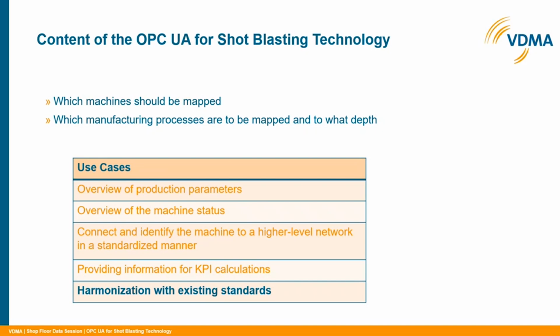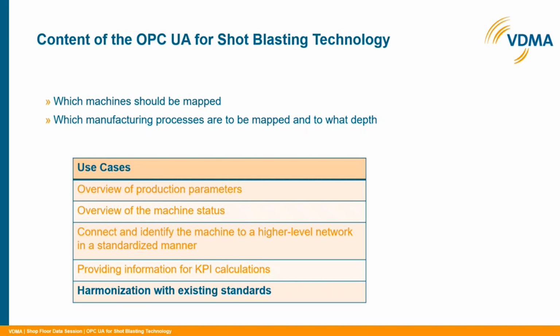Another use case that we are fulfilling in this companion specification is to get an overview of the machine status. So what is my machine doing? Is she working? Is she broken or anything like this? These statuses are very important to monitor. And that's why one of our use cases is this overview of the machine status.